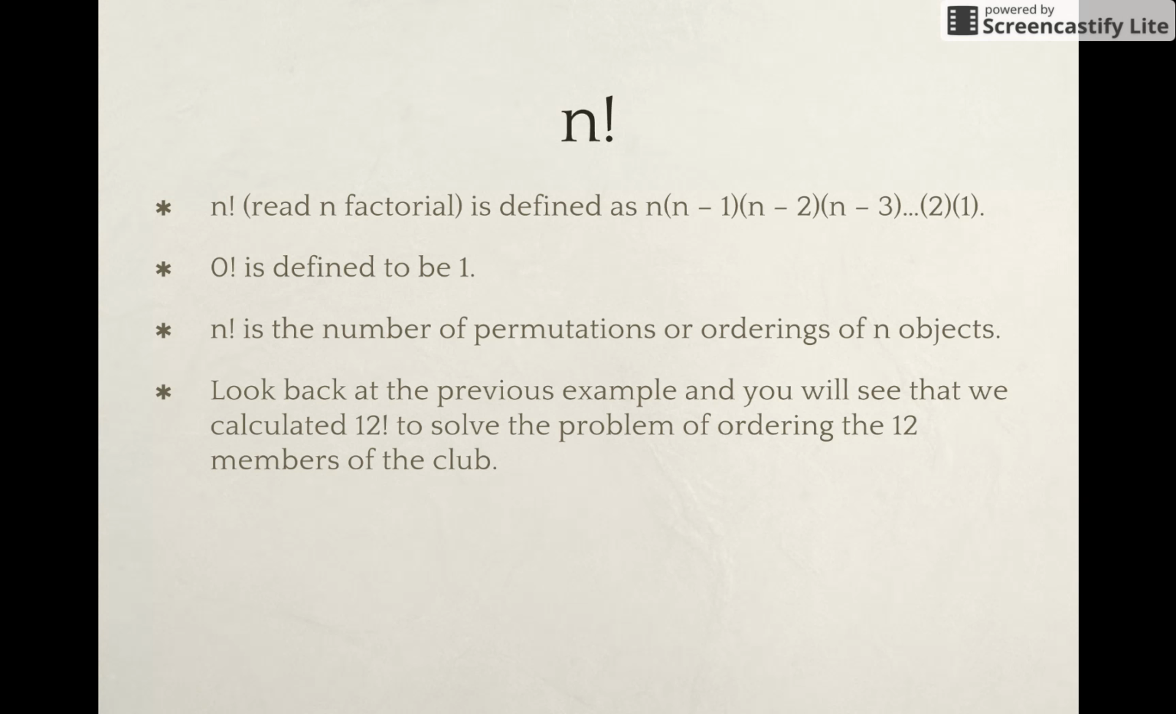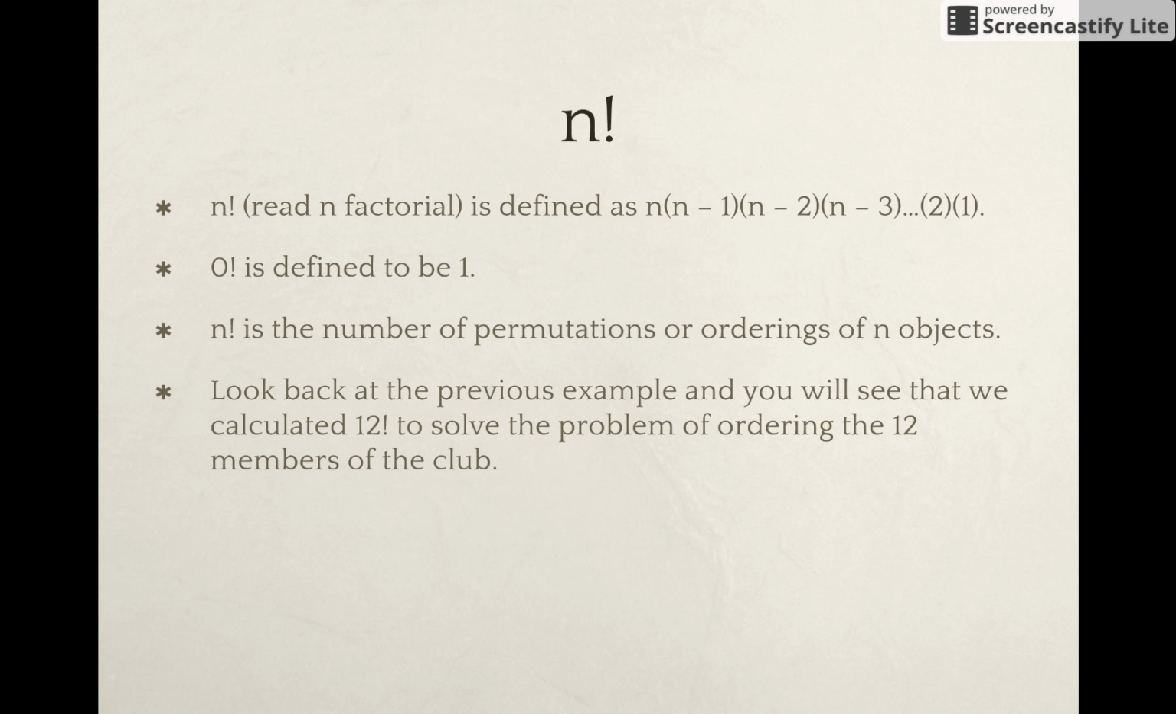Let me introduce to you the idea of n factorial. Notationally, it's n with an exclamation mark, where n is in this case representing any integer greater than or equal to 0. And n factorial is defined to be the product of n times n minus 1 times n minus 2 times n minus 3, all the way down to multiplying by 1. So if we were doing 3 factorial, we would do 3 times 2 times 1.